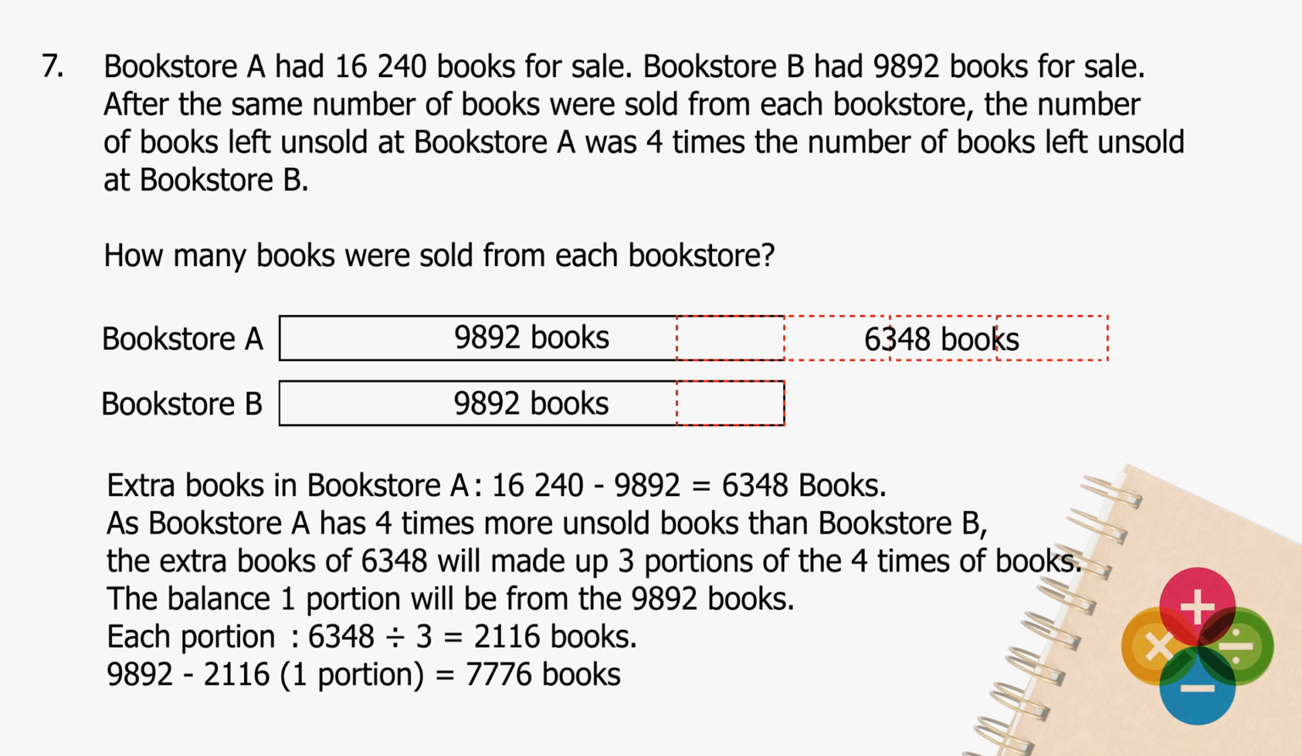We know that 1 portion out of the 4 portions of the unsold books is from the 9,892 books that they have. Subtract 9,892 books by 2,116 books. The difference is 7,776 books. Therefore, Bookstore A and Bookstore B each sold 7,776 books.